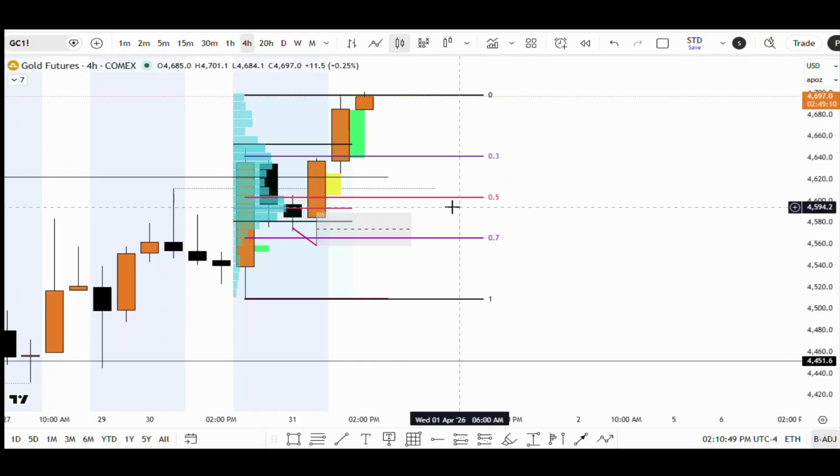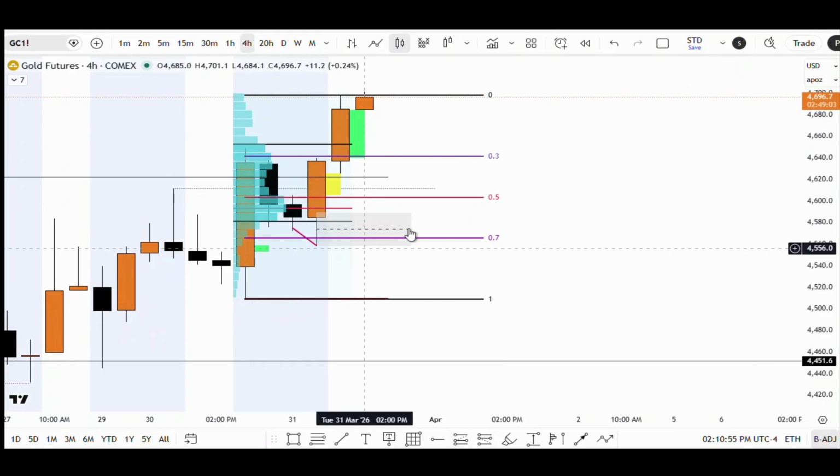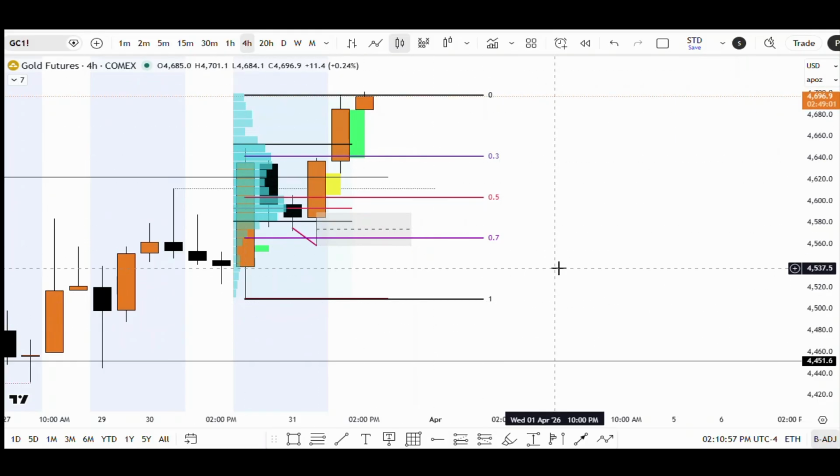Your stop loss goes below the low of your swing, your entire swing, right? Right there. That's where your stop loss is going to be. So the closer it gets to your stop loss, the better the entry.